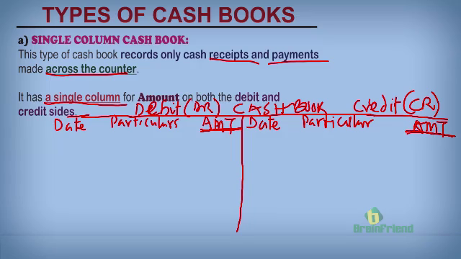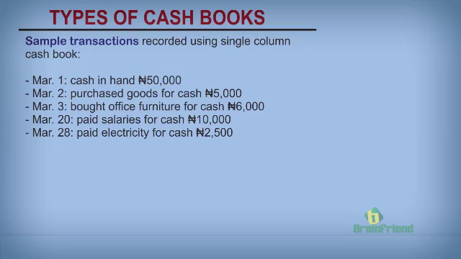Hence, it is called a single column cash book. We'll look at a few transactions and how they are treated in the single column cash book.